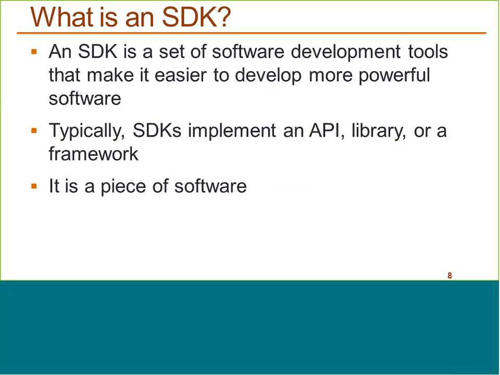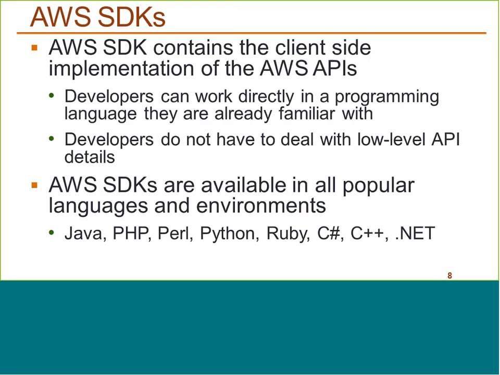An API is more like a specification: the client has to make the call in a certain way so that it will be understood by the server. But the SDK is an actual piece of software. It's not just a specification. Typically SDKs implement APIs or libraries or frameworks. So Amazon provides SDKs that make it easier to call the Amazon APIs, and essentially these SDKs contain the client-side implementation of the AWS APIs.